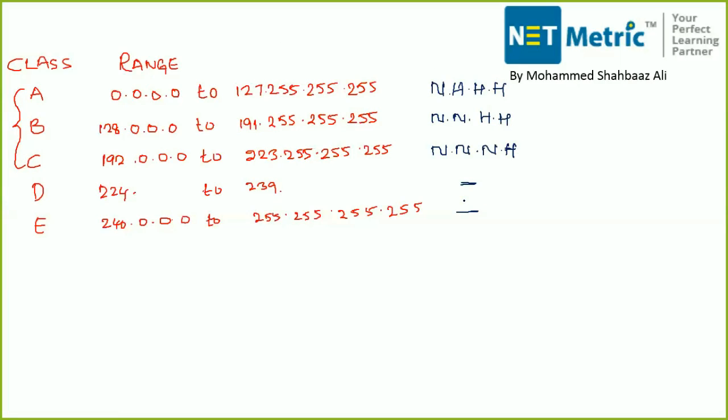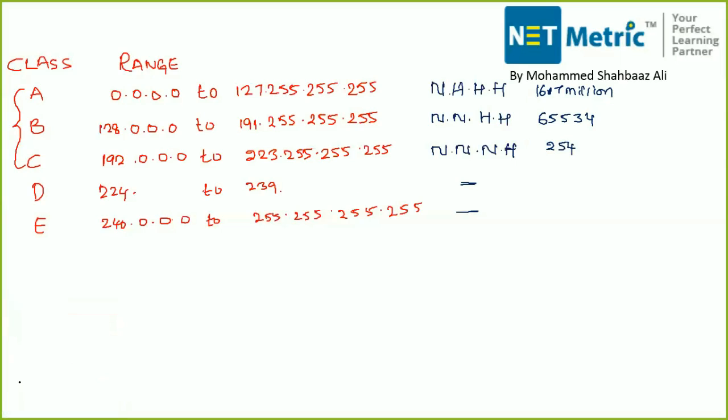If I purchase a network from class A, how many IP addresses will be in that network? Around 16.7 million IP addresses. In class B, 65,534 IPs. Class C, 254 IPs.